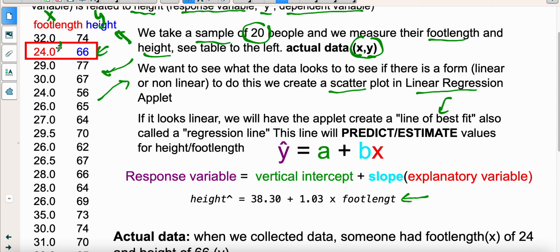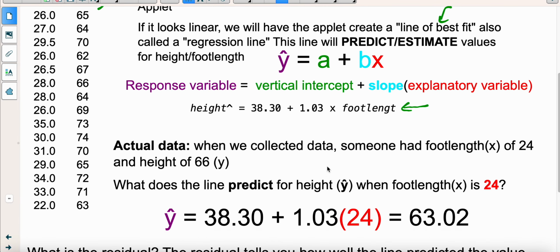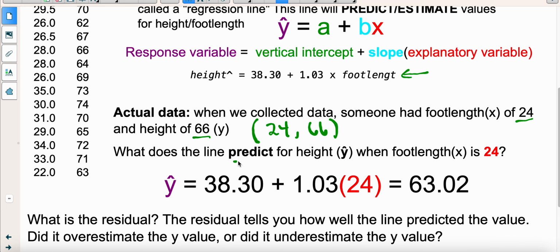A person that I actually took data from, I measured their foot. It was 24. Their height was 66. That's my actual data. So we collected data. Someone had a foot length of 24 and a height of 66. 24, 66. I can write it as an ordered pair. So if we say, what does the line predict?